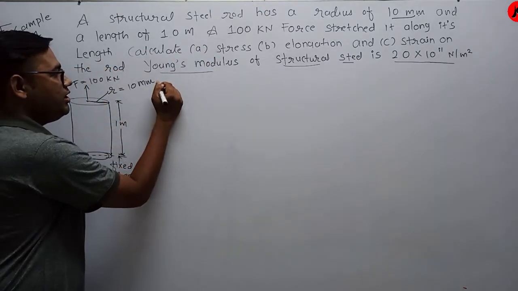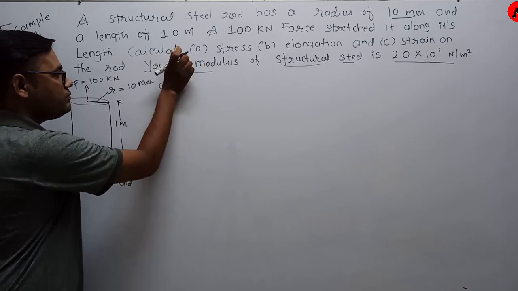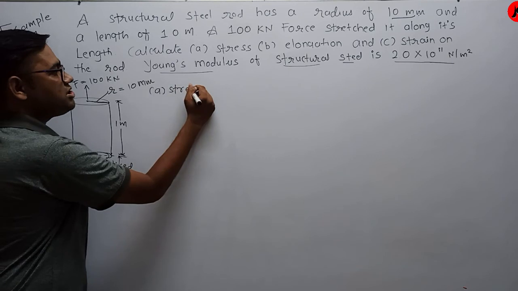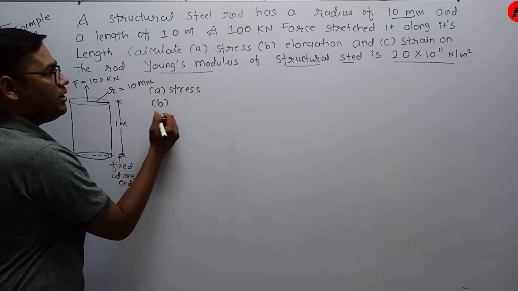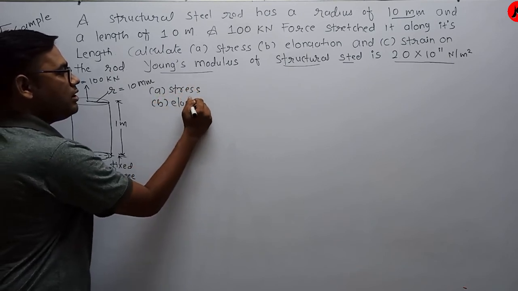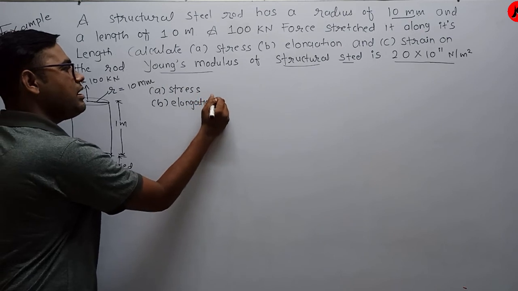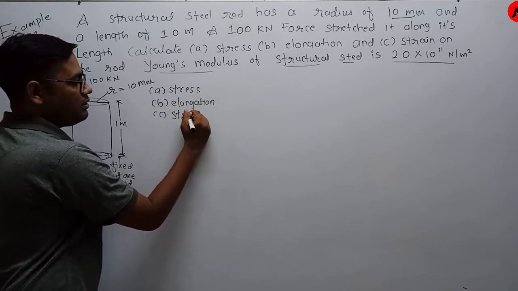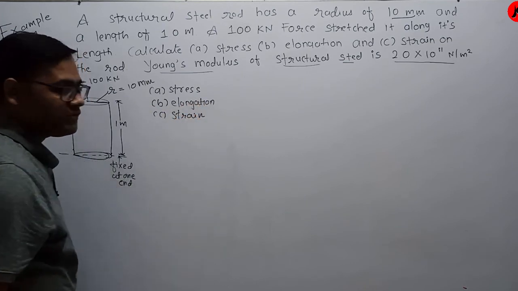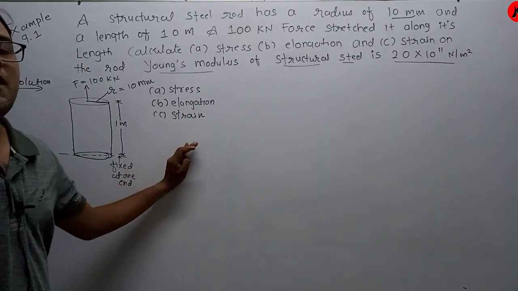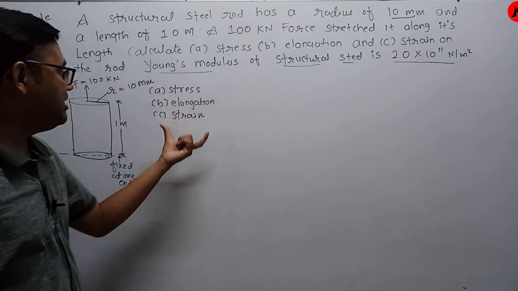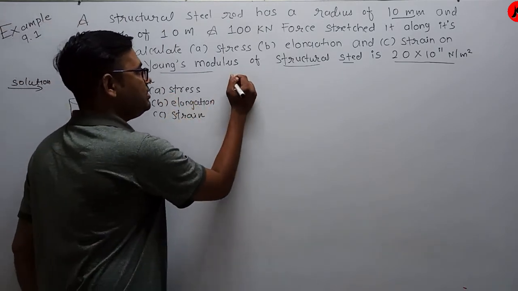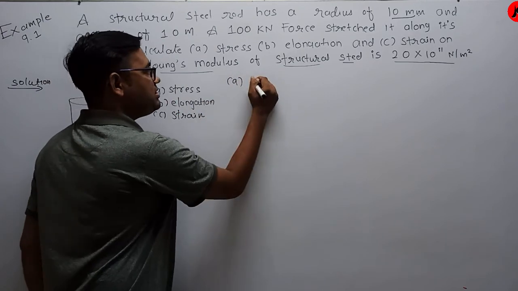And what do we need to calculate? Here we need to calculate first, A, stress, B, elongation, and C, strain. Very simple example. By using the formula we can easily calculate these three things. So let's calculate. First thing first is stress.